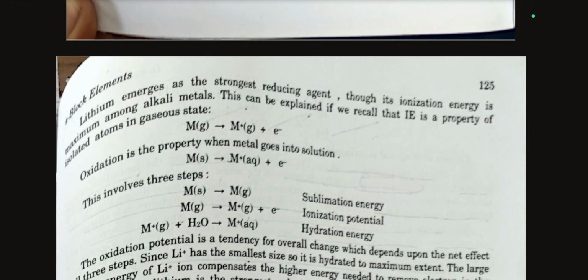Lithium emerges as the strongest reducing agent, though its ionization energy is maximum among alkali metals. This can be explained if we recall that ionization energy is a property of isolated atoms in the gaseous state. Oxidation is the property when the metal goes into solution.